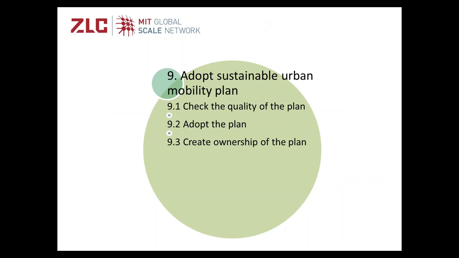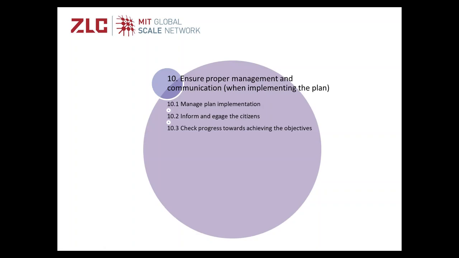Yeah. One moment. So one of the last steps is adopting the sustainable urban mobility plan. So we need to check the quality of the plan is according to what we have defined previously. We need to ensure and to foster acceptance of the plan, adopt the plan, and create the ownership of the plan.